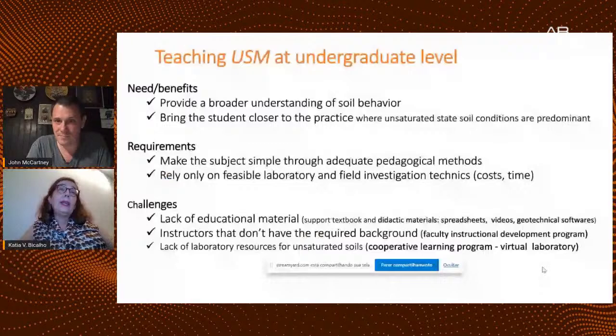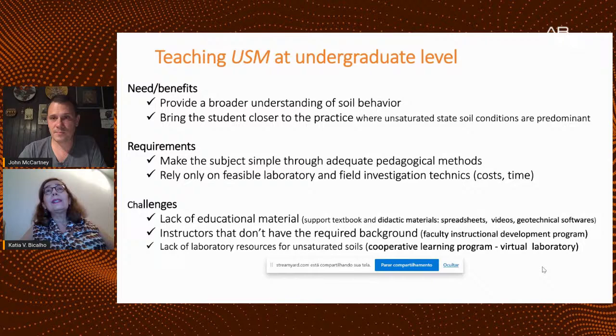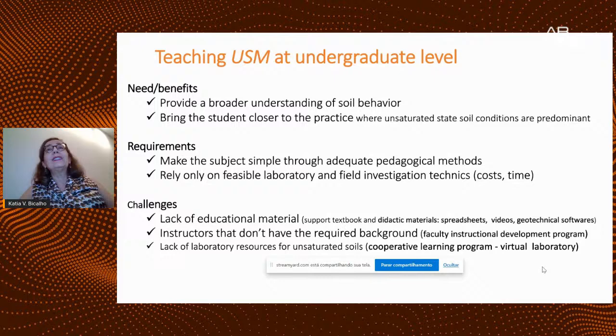Gilson helped me with the presentation of this slide. We were trying to write some topics that we could discuss about teaching unsaturated soil mechanics at the undergraduate level. But actually, we should teach it as soil mechanics. I think the class is soil mechanics, the fundamentals, but we should also provide a broader understanding of soil behavior. And there are not only the two special situations. We cannot choose the special situation when we are talking about natural materials. So I think it's nice for us to discuss that.